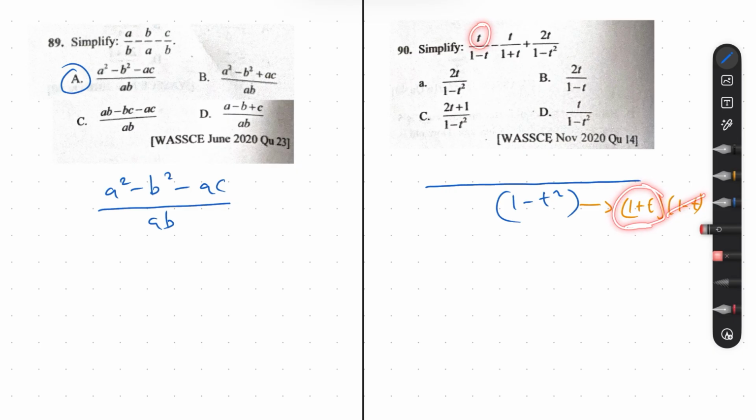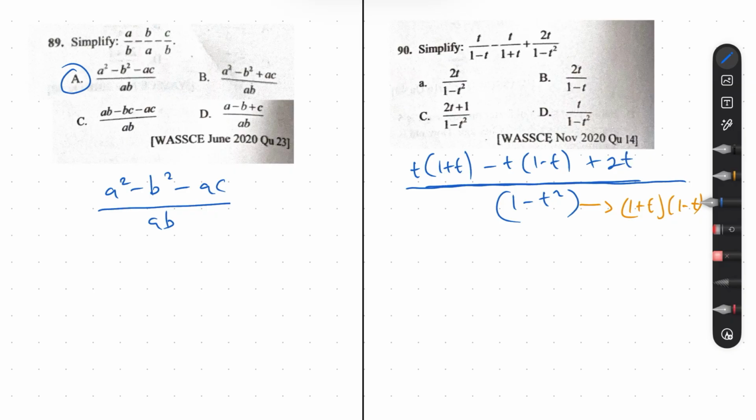Similarly on the other side here, 1 plus t will cancel 1 plus t, then 1 minus t, the remaining here, will multiply the t here. And then finally 1 minus t squared will cancel 1 minus t squared once, and this 1 will multiply this 2t. Okay, cool. So let's do that. So we have t multiplying 1 plus t minus t multiplying 1 minus t plus 2t.